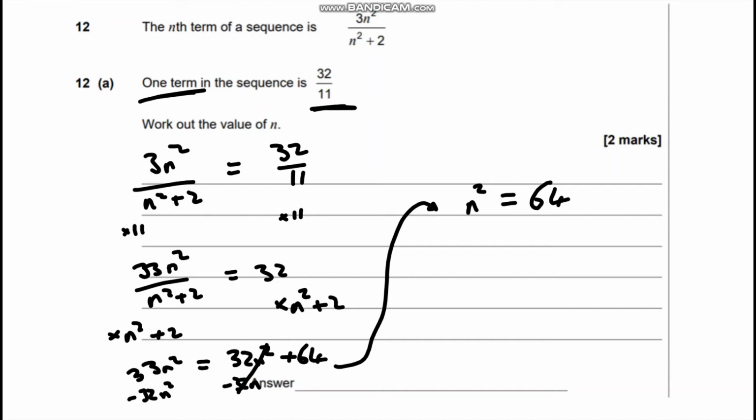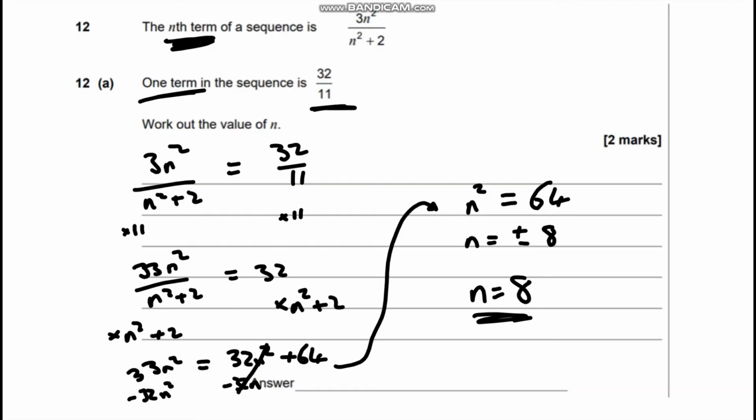I'm going to square root both sides. So n is going to be plus or minus 8. But as we're talking about an nth term, we know that this term has to be a positive integer. So we are only interested in n equals 8.